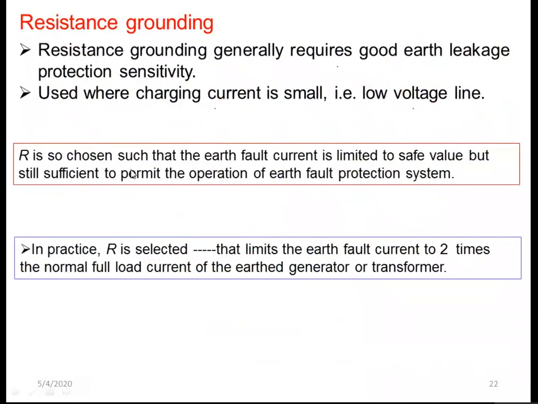But this value of current should also be sufficient for the operation of the earth fault protection scheme. That is also because we want to detect the first line to ground fault occurrence. So there should be sufficient magnitude of fault current for the line to ground event, such that the earth fault protection scheme operates reliably. Normally, the value of resistance is selected in such a way that the earth fault current is about 2 times the normal full load current of the generator or the transformer.